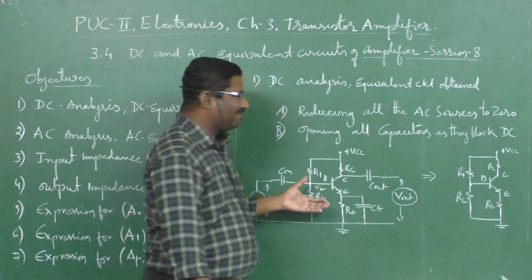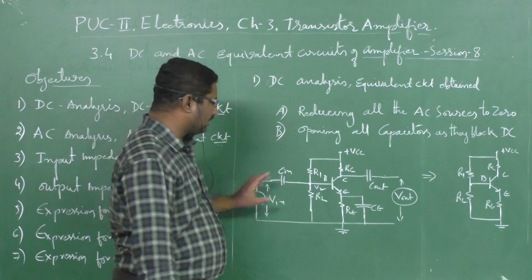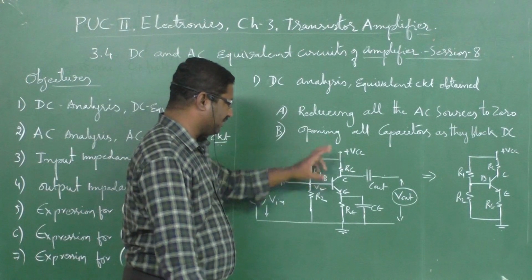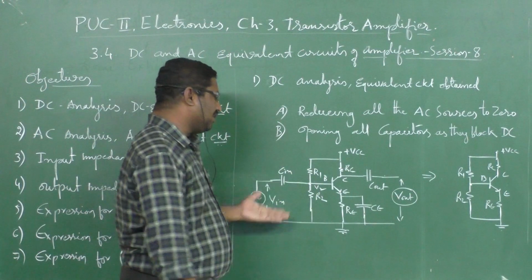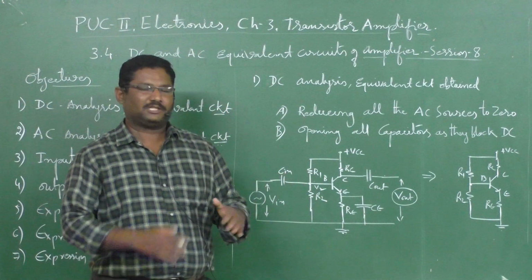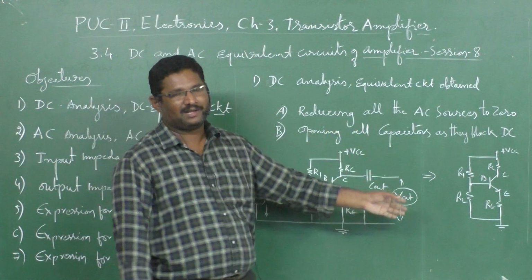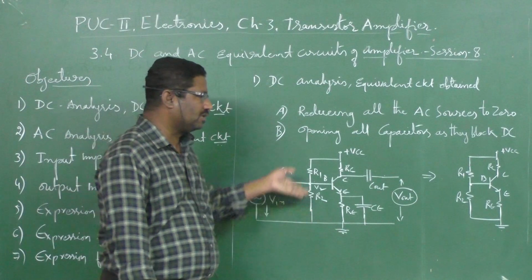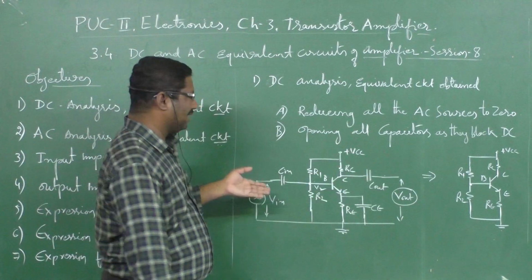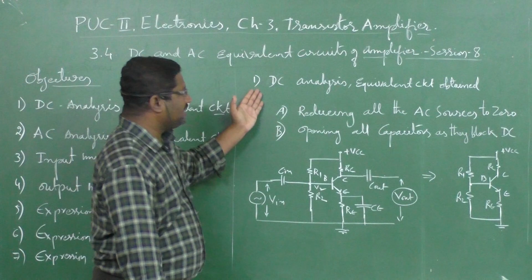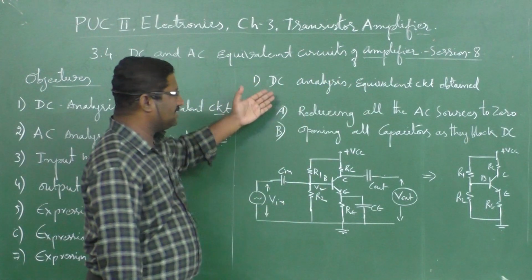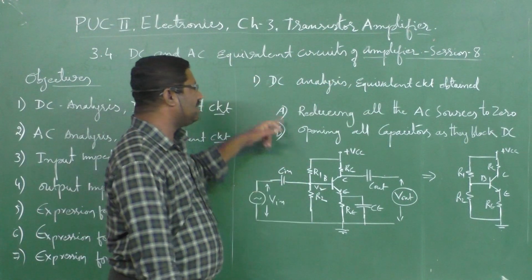Why do we analyze both? A transistor circuit is a combination of DC and AC. That's why we need to analyze both circuits, the AC circuit as well as the DC circuit, reducing the given circuit into an equivalent DC circuit and reducing the same circuit into an AC circuit. First, the DC analysis: the equivalent DC circuit can be obtained. There are two conditions.